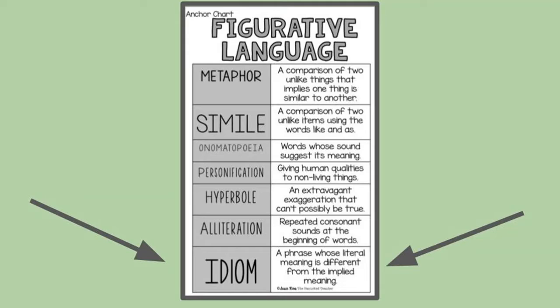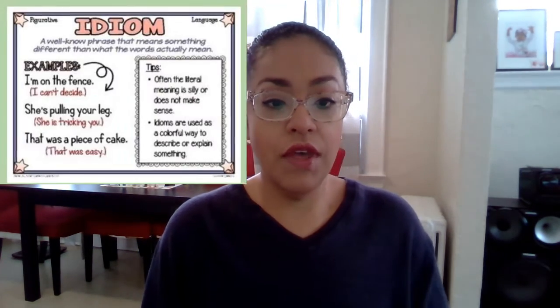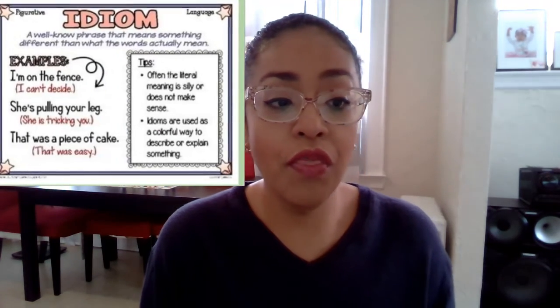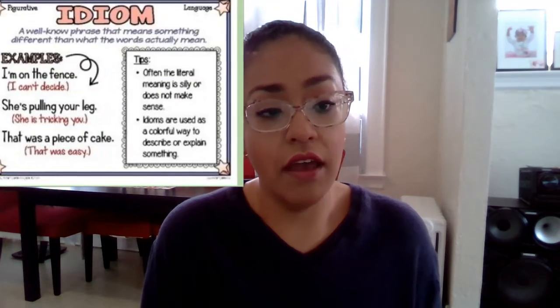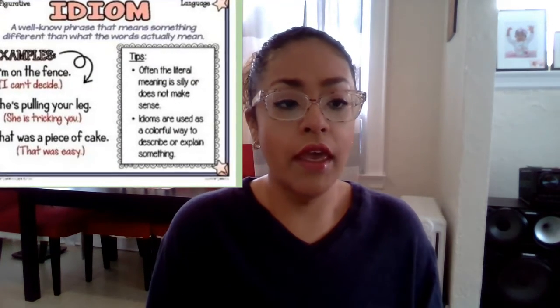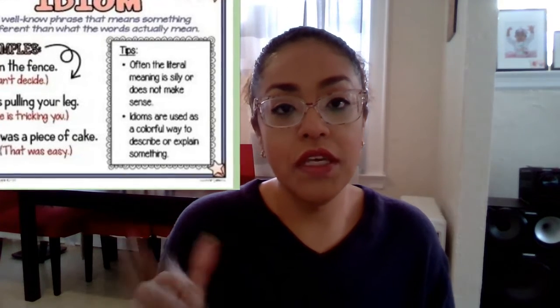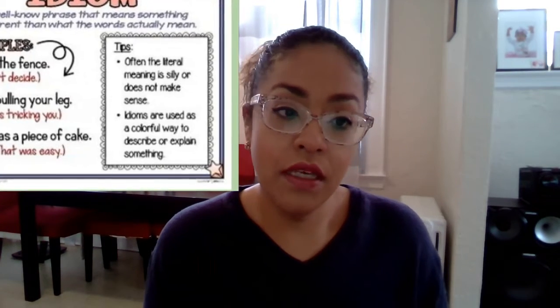And today we're going to take a look at idioms. An idiom is a phrase whose literal meaning is different from what is implied. Let me give you some examples of idioms. I'm on the fence means you can't decide. She's pulling your leg means she's trying to trick you. That was a piece of cake means that was easy.